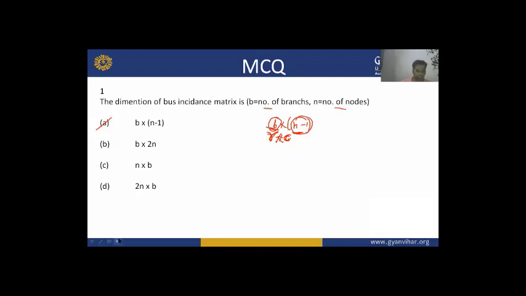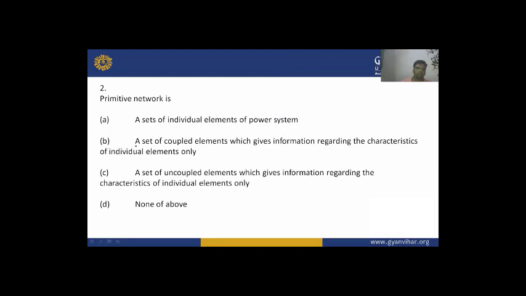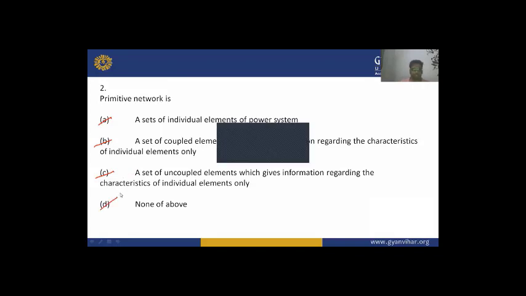Now the next question. The primitive network is a set of individual elements of the power system. The primitive network is what? Is it a set of coupled elements which gives information regarding the characteristics of individual elements only? Is it a set of uncoupled elements which gives information regarding the characteristics of individual elements only, or the sum of the above? Think about it. We will be discussing it soon.